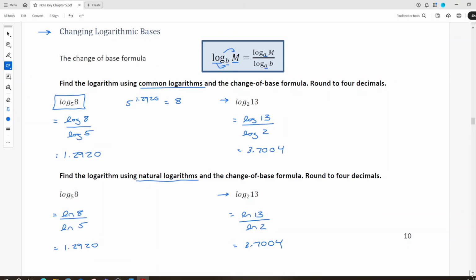All right, go practice with your calculator. But don't forget what they mean, right? This one is 2 to the exponent 3.7004 is approximately 13, right? That is what a logarithm means.